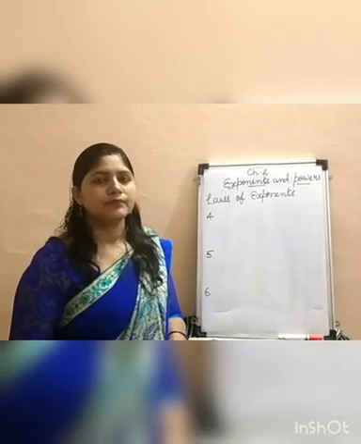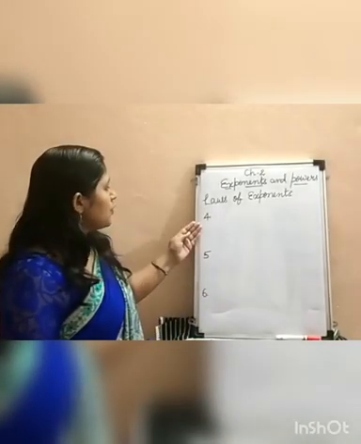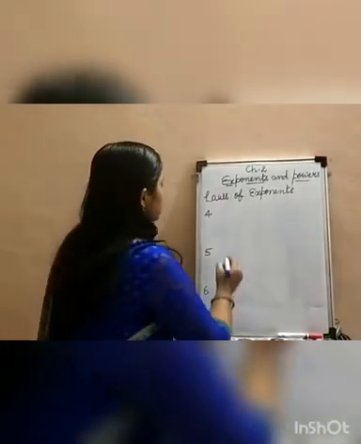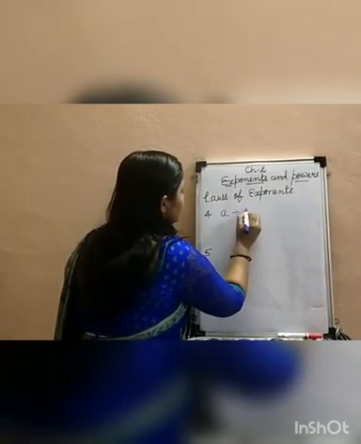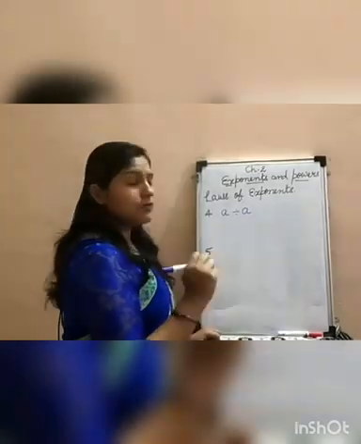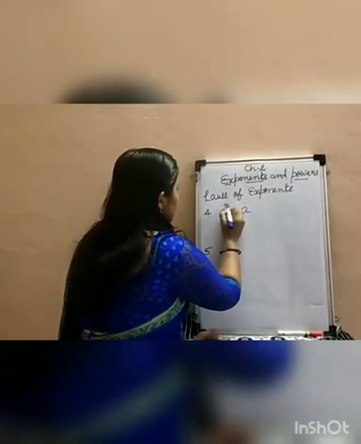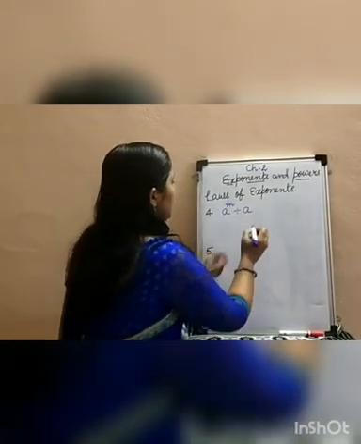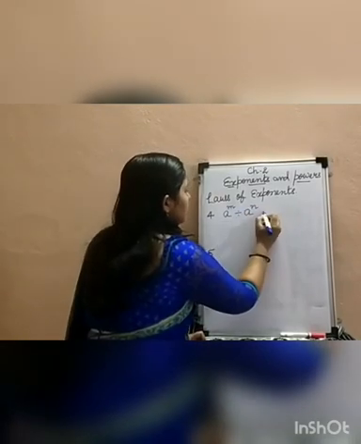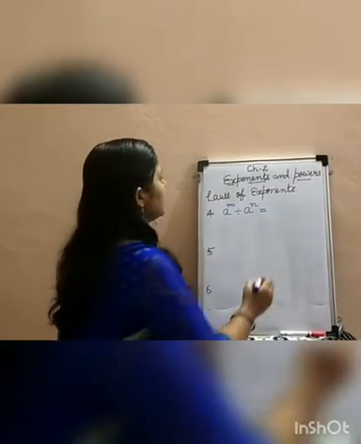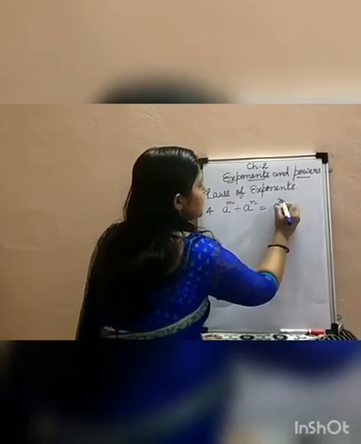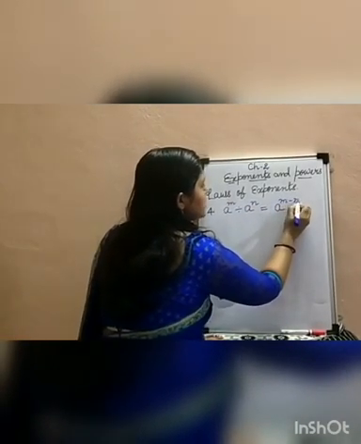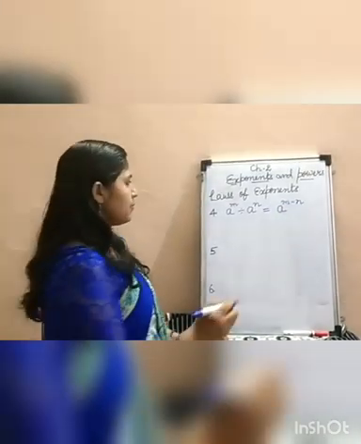Here is the fourth law. Fourth law is, if the same number is divided, but the powers are different, a to the power m divided by a raised to the power n, then the bases are the same. So we will write a and the powers will be subtracted. So m minus n.